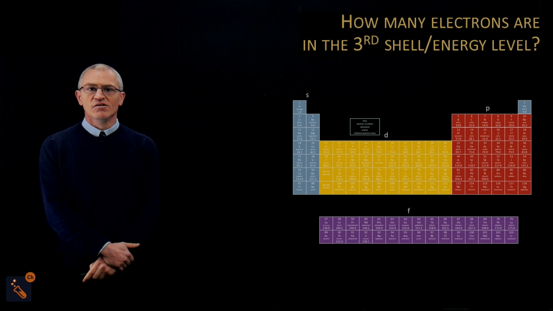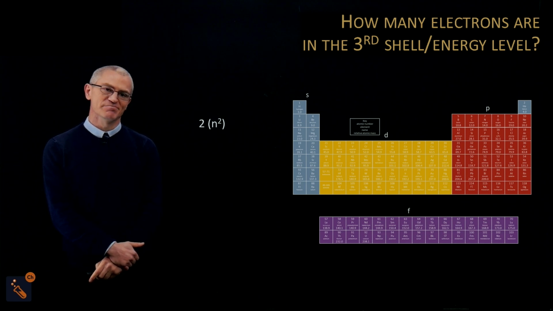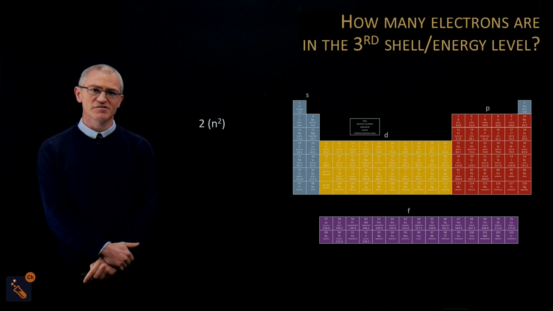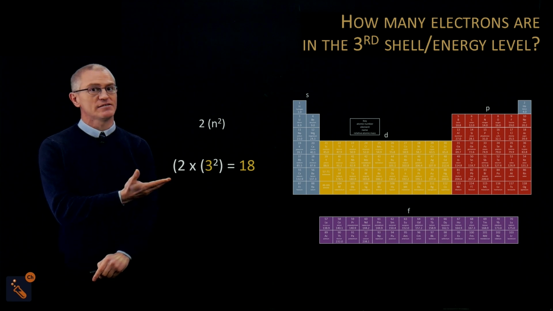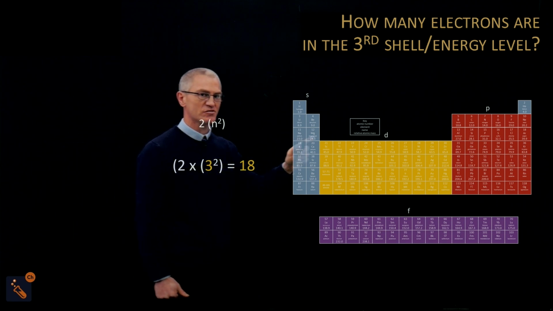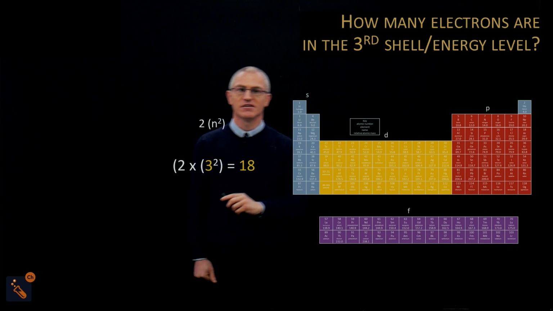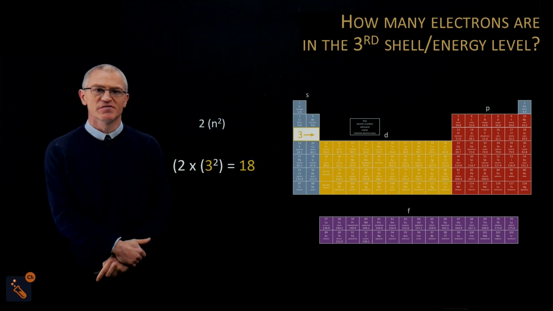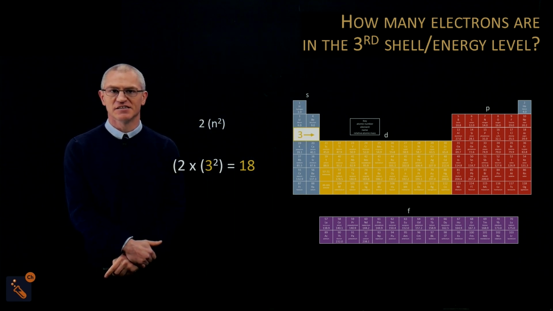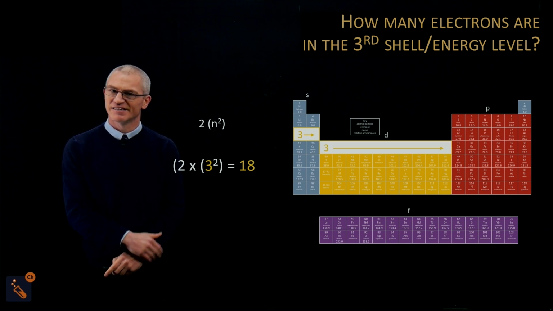We then go to the third shell. Now, the third shell is where it's a bit more difficult. The reason is, once you go into the third shell, you're going to get 18. Well, where does the 18 come from? Because there's not 18 boxes going across here. It comes from the fact that this is the third shell and this is the third shell.